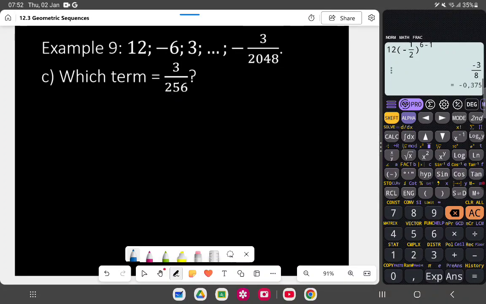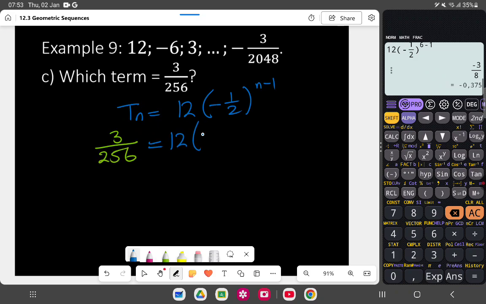So this 256 is your term n. We know from the formula, term n is equal to 12 bracket negative a half bracket n minus 1. The unknown term is 3 over 256 on the left hand side, which equals 12 bracket negative a half bracket n minus 1. We want to solve for n. We want to get n alone. First thing, we want to get rid of this 12, so we divide by 12 on both sides.